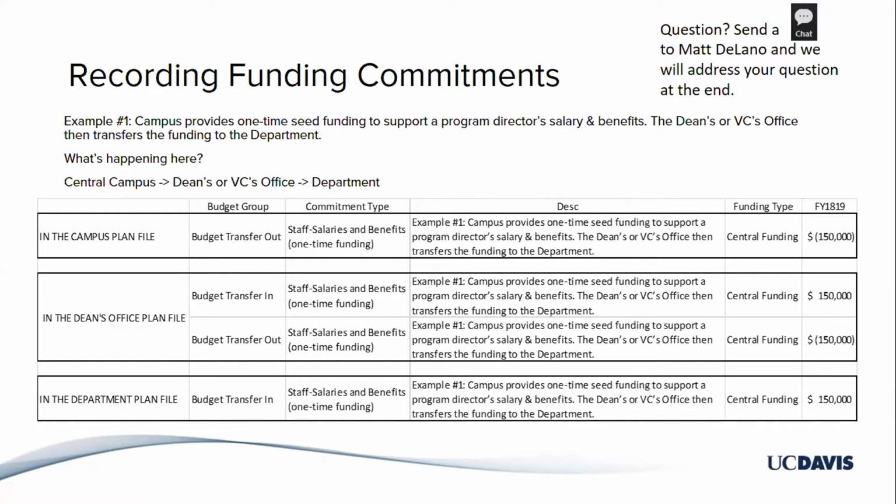But if you keep going, you then have a budget transfer out of the dean's office into the department plan file to make sure that the commitment is fully recorded in the department's plan file. So 150 of committed funds is in the department. There's essentially a net zero impact in the dean's office, and in the central campus, our own plan files, we have a distribution of funds of 150.